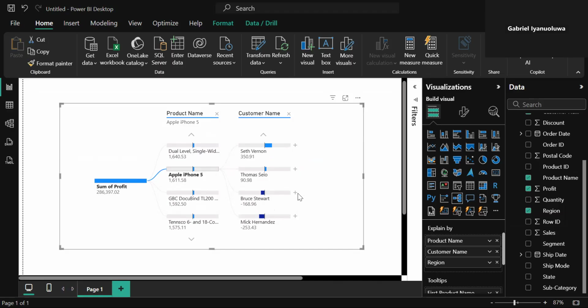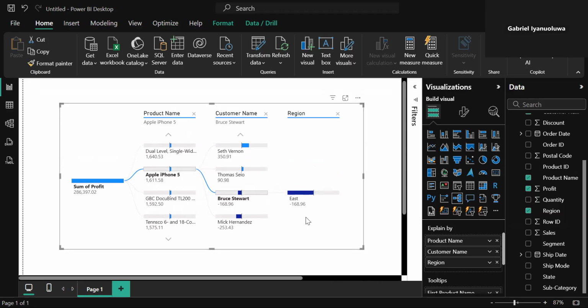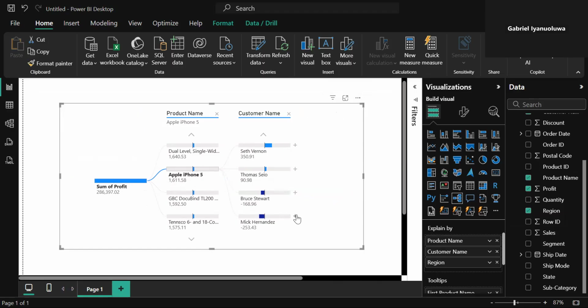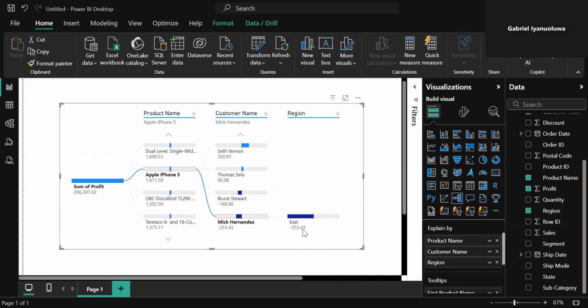Now, the problem we are having under this person is that he is not making impact on Apple iPhone 5. Now, let's see which region the problem is from. When I click on the region, you can see the East. East is the problem of this man. It was in East that he made this low profit from. Now let me remove this, and also this man too. Let me work the region that made a profit. That also is East. It means that in East, our product is not penetrating.